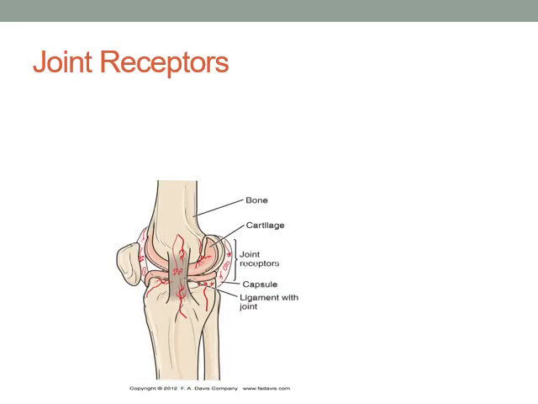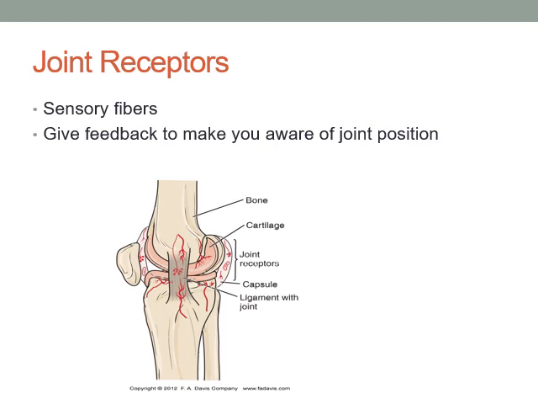So now we look a little bit more at sensory nerve fibers. Our joint receptors. If you look at this picture here, this is a picture of the knee, and you can see all these different fibers, these sensory receptors in our joints and in our ligaments and the soft tissue surrounding the knee. The reason we have this is they give us feedback as far as our joint position is concerned.